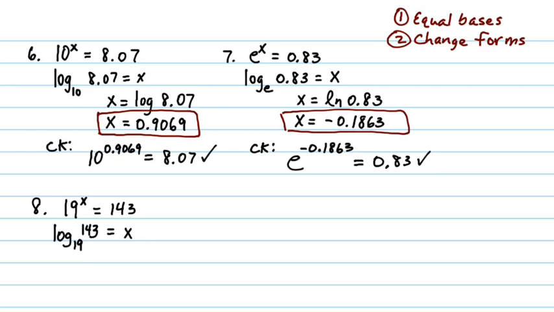So this is a base other than base 10 or base e. And so this is the kind of problem where we had to use the change of base formula. And we usually would change our bases to base 10 logs, although you could also use natural logs. So let's go ahead and do that. It's going to be the log of 143 over the log of 19. Notice I put the parentheses in there. You should do that when you enter these into your calculator.